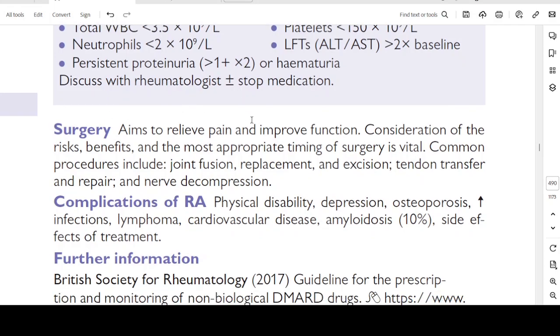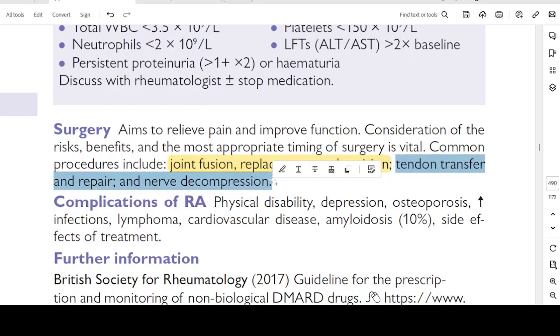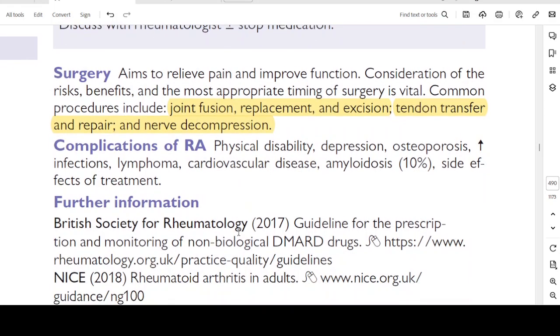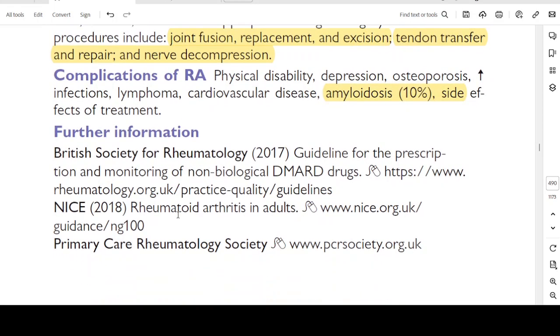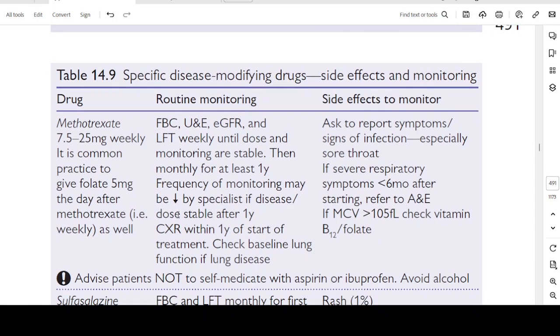Surgery aims to relieve pain and improve function. Consideration of risks and benefits and the most appropriate timing of surgery is vital. Common procedures include joint fusion, replacement, excision, tendon transfer and repair, and nerve decompression, depending on the joint that is affected. Complications of rheumatoid arthritis: physical disability, depression, osteoporosis, increased infections, lymphoma, cardiovascular disease, amyloidosis in 10% of cases. Side effects of treatment. Further information is given in the following links.